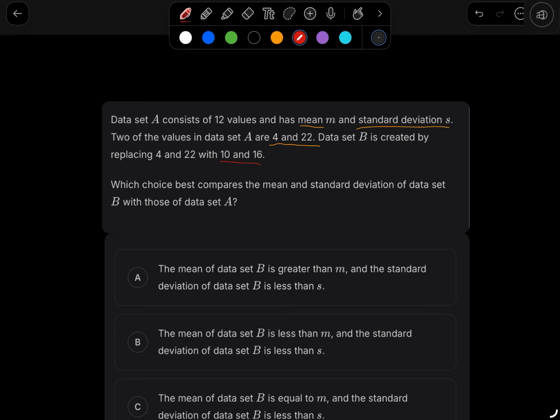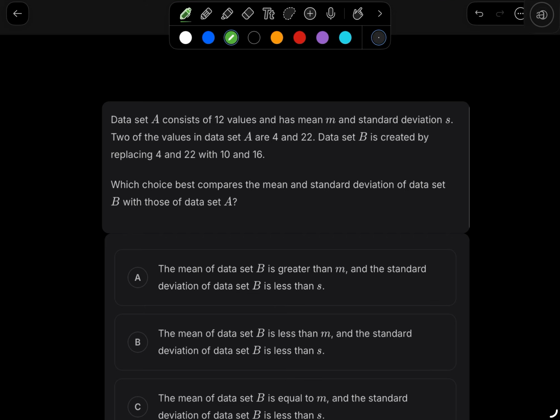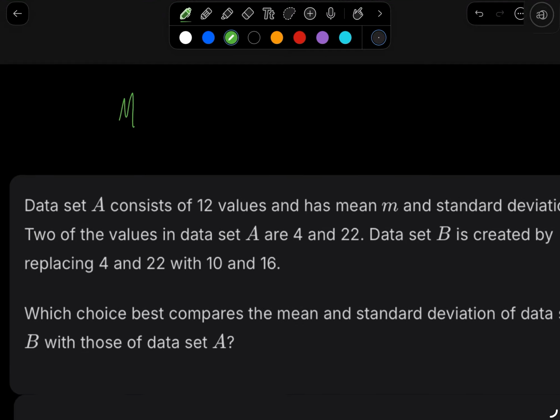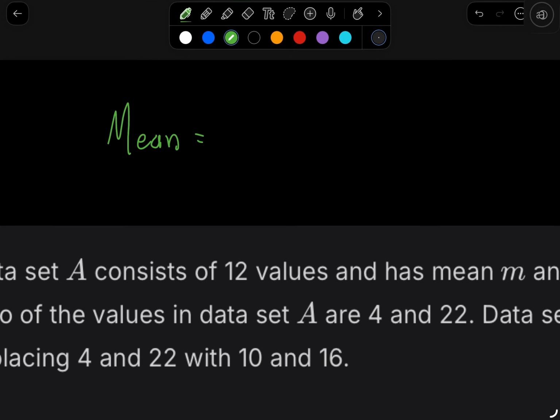So right away, we know we have to compare two distinct values here, the mean and standard deviation. Let's focus on the mean first. So mean, just as a reminder, is the average value in the data set. And one way you can represent this is the sum of values in the data set over the number of values.